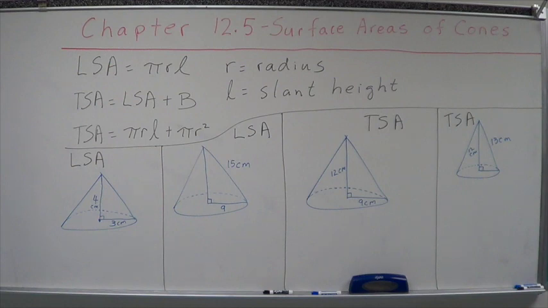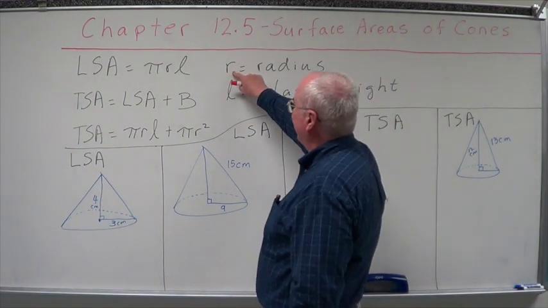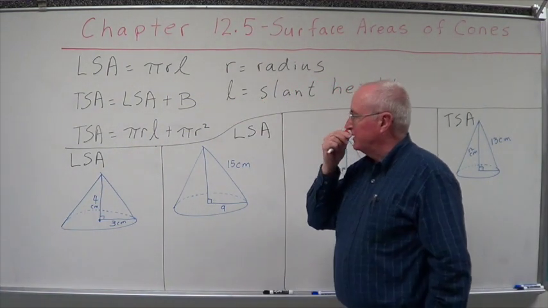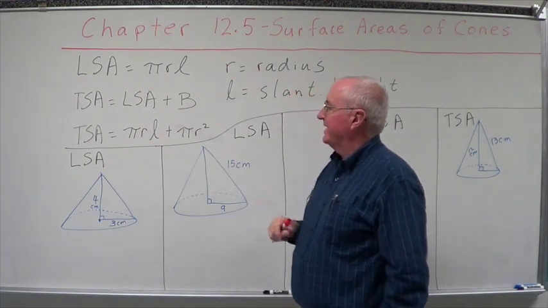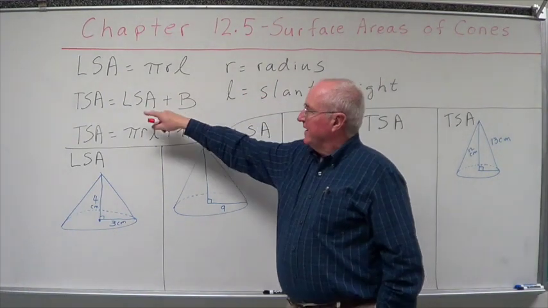Okay, let's do some sample problems with cones. We've got some for lateral surface area, then some for total surface area. Remember, we need to know the radius and the slant height regardless of what we do. If we know the radius, we can get the base. If we know the radius and the slant height, we can get the lateral surface area.